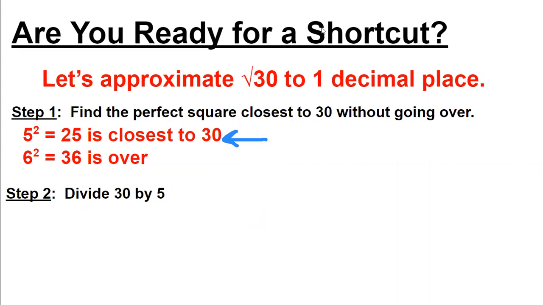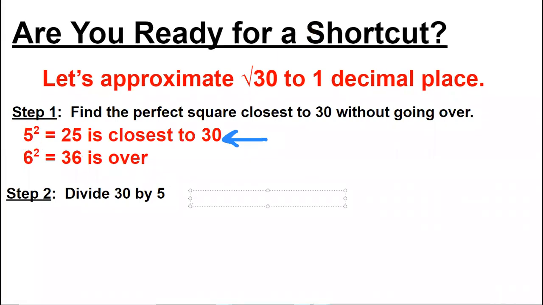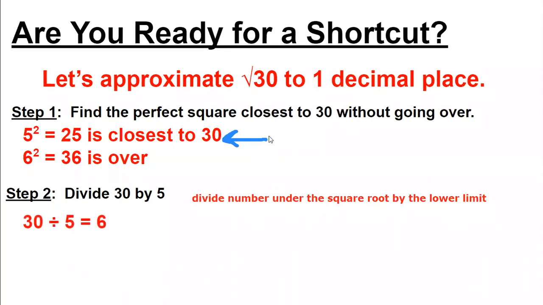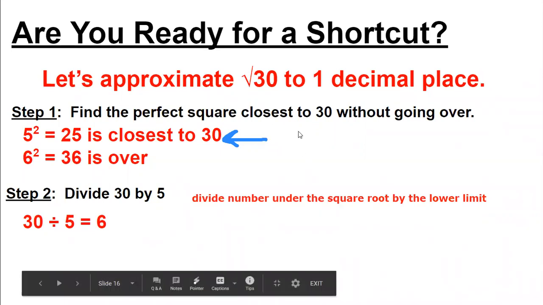Step 2 is we're going to divide 30, our number under the square root, by the number we chose, our 5 squared. So we're going to divide our number under our square root by our lower limit. I should probably type that in there for us. Divide number under the square root by the lower limit. Okay. So divide 30 by 5. 30 divided by 5 is going to be 6.